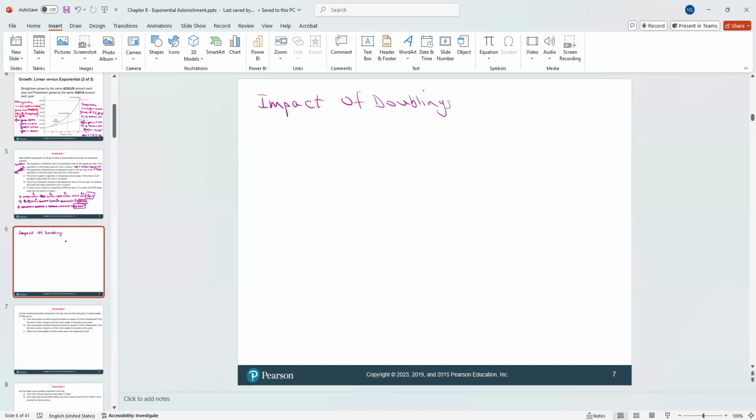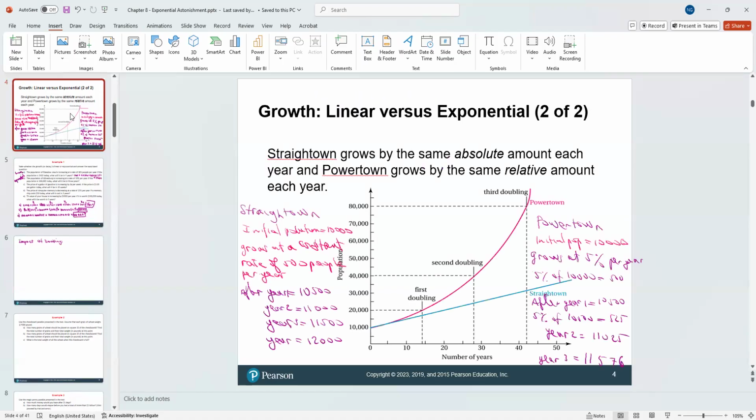So if we look at this graph of Taiwan's population, after 14 years, the original population has doubled to 20,000, right? So we're talking about the pink curve. After 14 years it is double, and in the next 14 years it doubles again to 40,000.